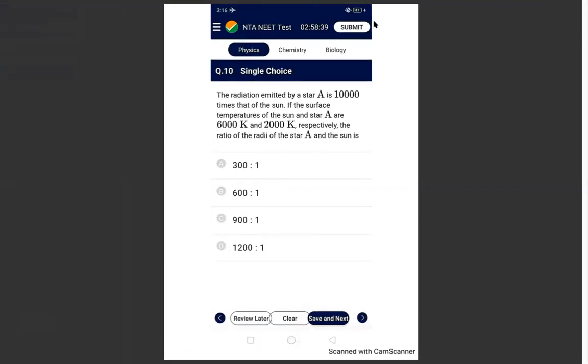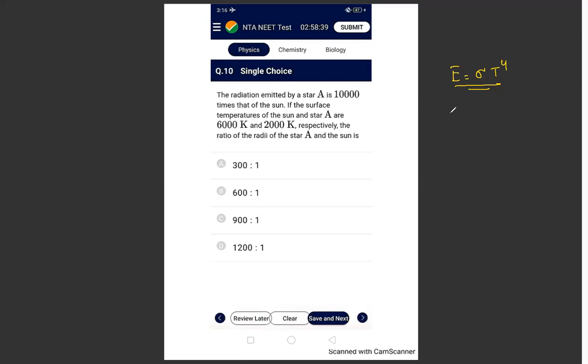Question number 10. Stefan's law. The radiation emitted by a star. As we know, according to Stefan's law, the radiant energy emitted by a perfectly black body per unit area, right? E is equal to sigma, the Stefan's constant, T to the power 4. I'm just writing down the proportionality because all other things are remaining same. So it is directly proportional to the fourth power of T.